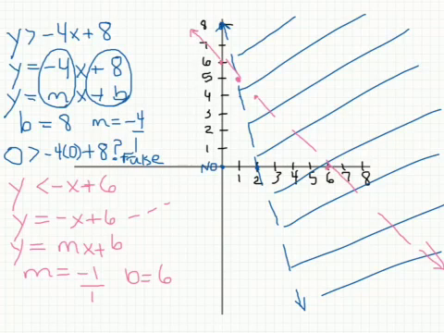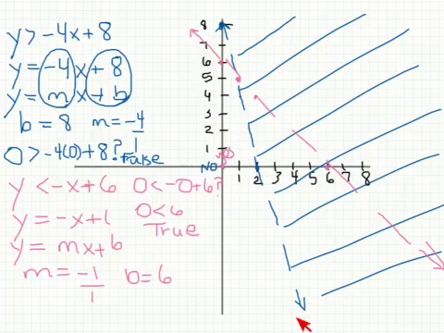All right, let's test 0, 0 into this equation as well. Is 0 less than negative 0 plus 6? In other words, is 0 less than 6? That's actually a yes, that's true. 0 is less than 6. So for pink, we get a yes on this side of the pink line, and that means all the points on this side of the pink line are yeses. So we want to shade this way.